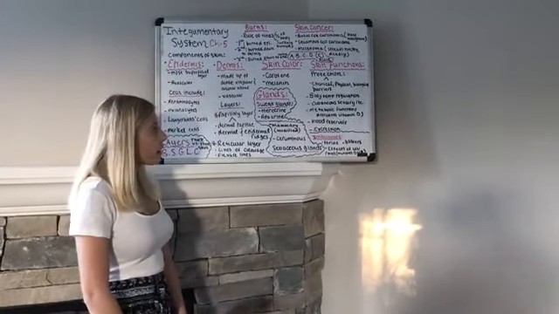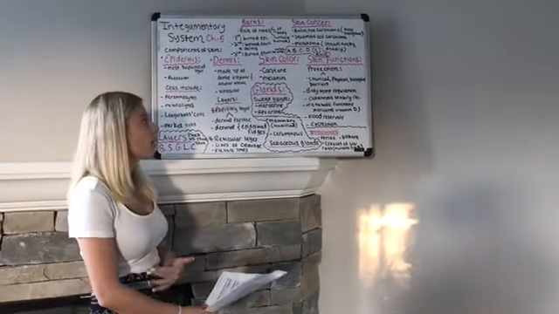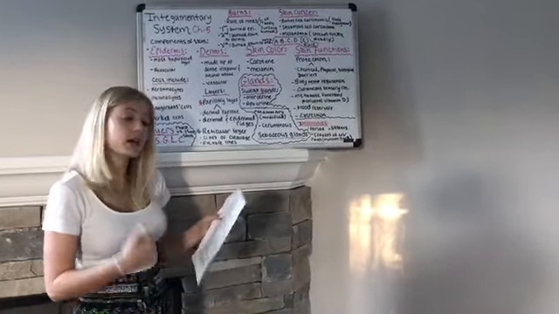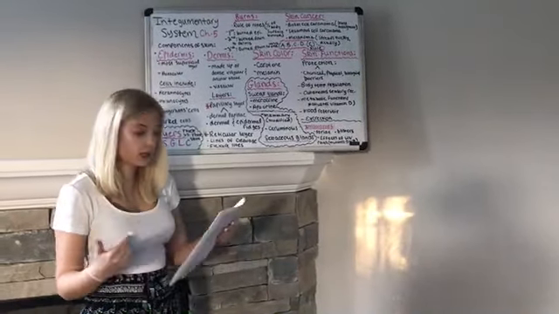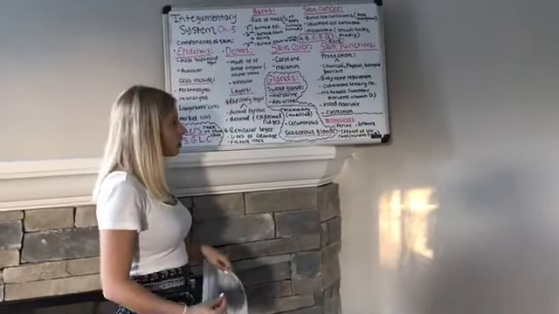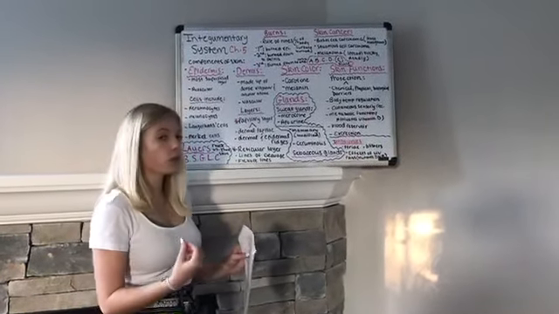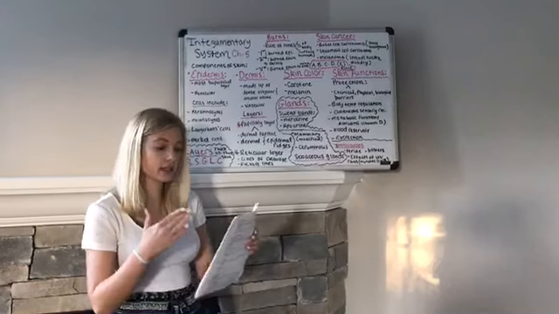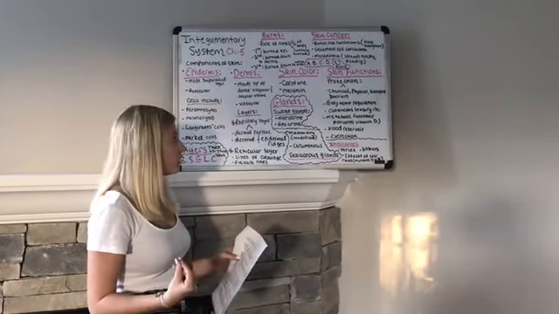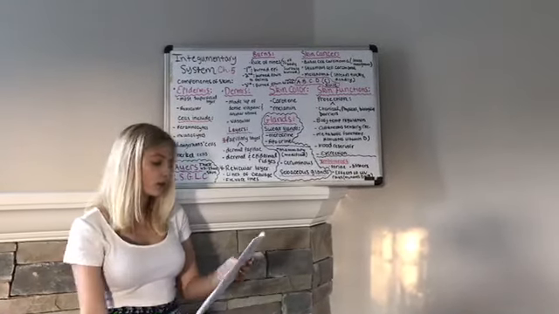So there is an A, B, C, D, E rule when you have a spot. The A is for asymmetry, B, border irregularity, C, color, D, diameter, and E, evolution. So asymmetry is when you're looking to see if one side is bigger or smaller than the other. Border irregularity is just looking to make sure there's no irregular border around the spot.